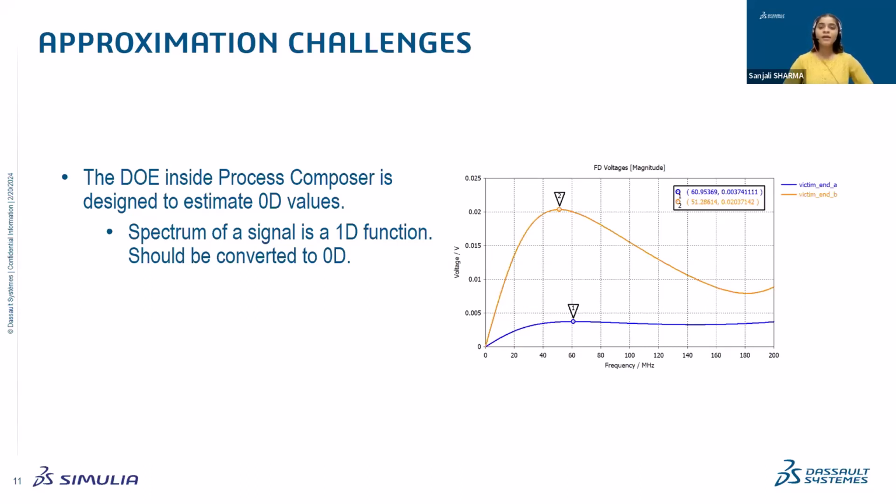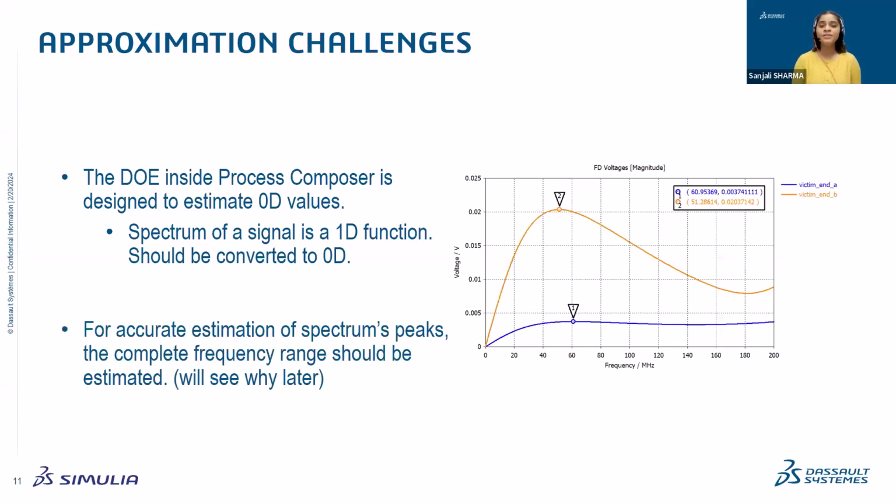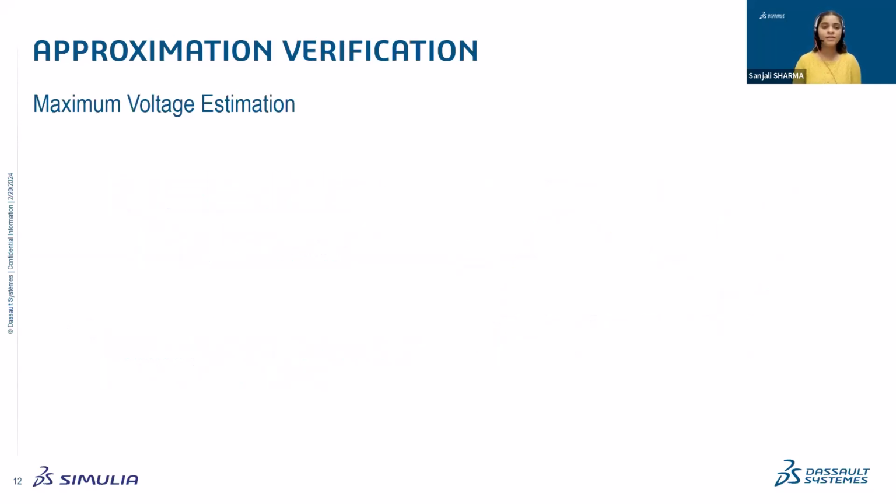One might think, if our desired parameter is only the maximum value of the voltage, which is zero-dimensional data in itself, and DOE can handle that, then why is it a challenge? It's a challenge because for the accurate estimation of the maximum value of voltage, and in this case the spectrum's peak, the complete frequency range should be estimated and not just the maximum value. And I'll explain why in the later slides.